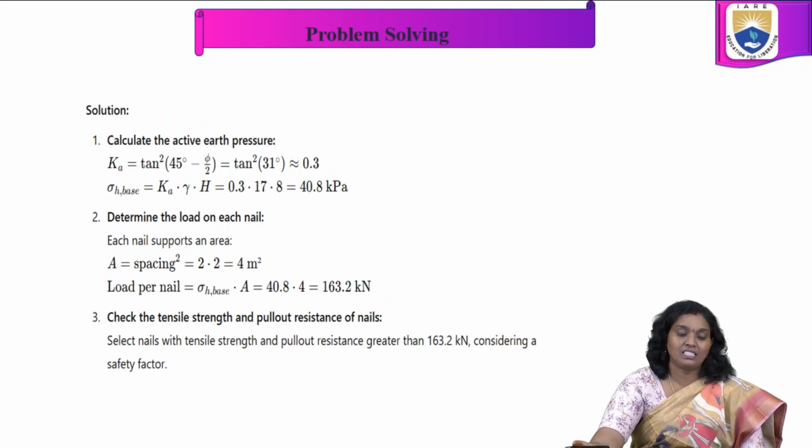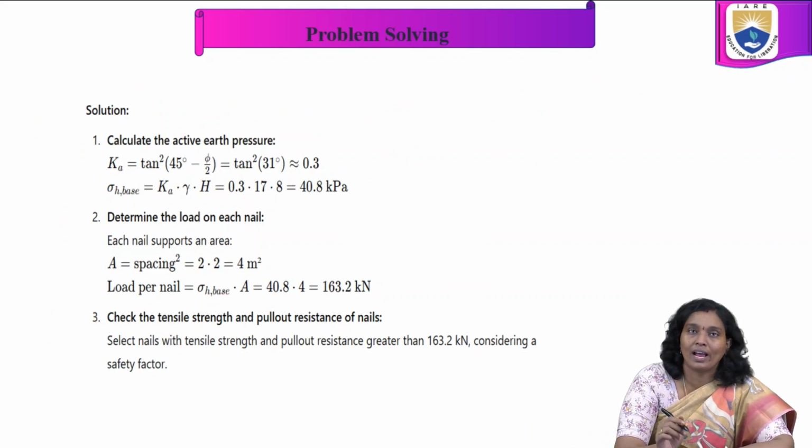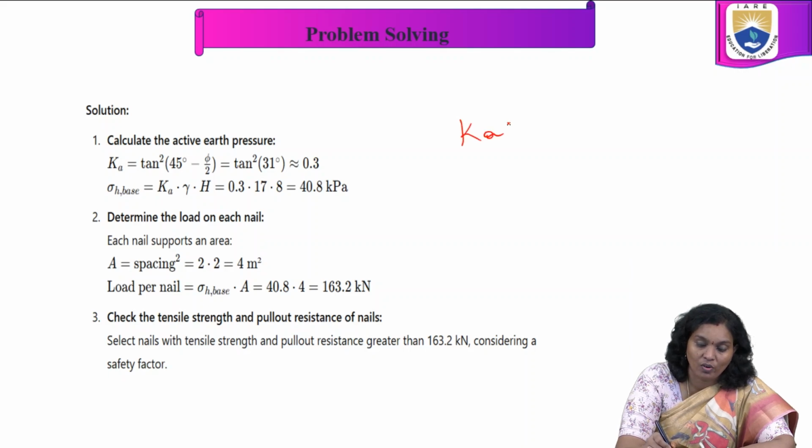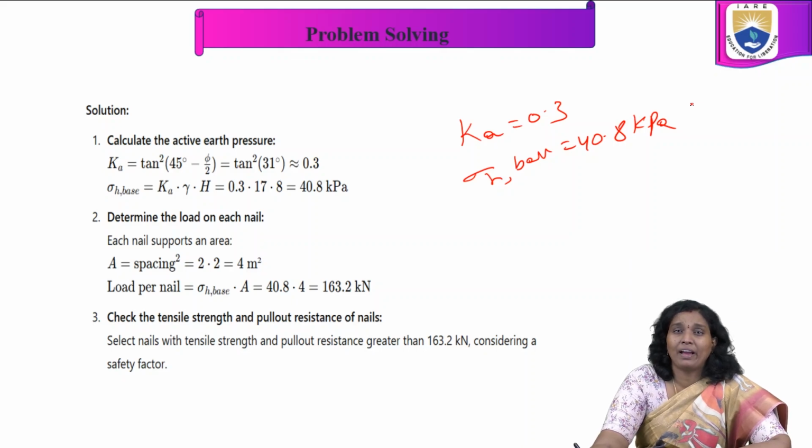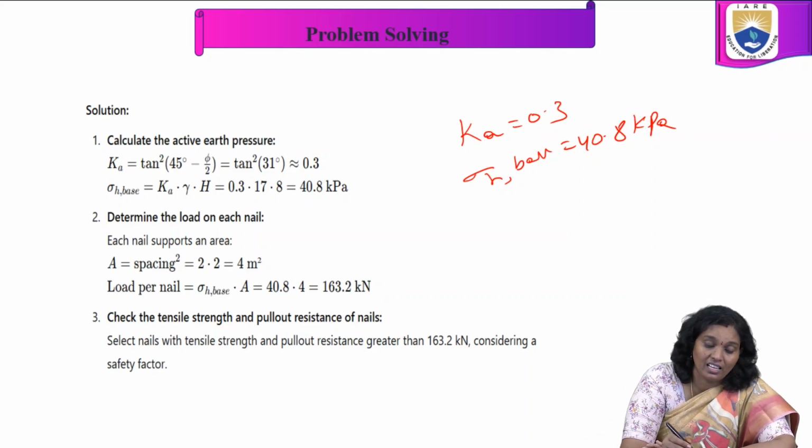In this, the first thing is to calculate the active earth pressure. Using the formula, we are going to calculate the active earth pressure at the base, which we get equal to 40.8 kilopascals. Now determine the load on each nail. Area is equal to 2 into 2 spacing squared, that is equal to 4 meter square.